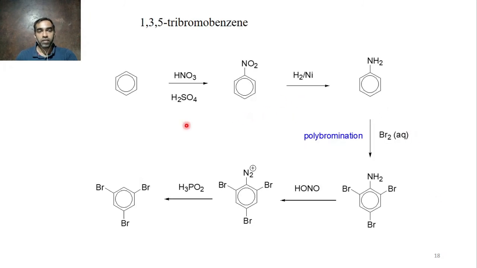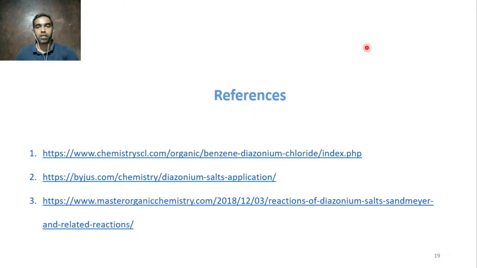1,3,5-tribromobenzene if you want to synthesize, similar by making use of this method. Once you do bromination, you will get 2,4,6-tribromoaniline. Then you remove this, it will be 1,3,5. You have to remove this NH2 by similar method. I mean NH2 you convert to diazenyl salt, then H3PO2 you will get H here. So that's all. These are some of the references.